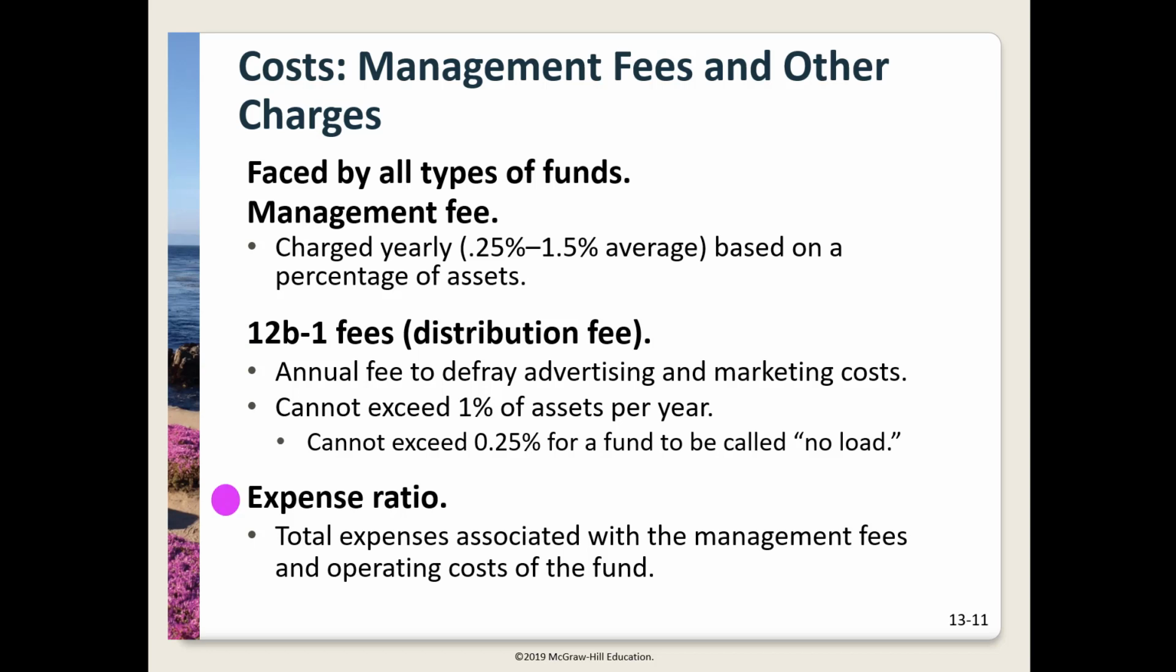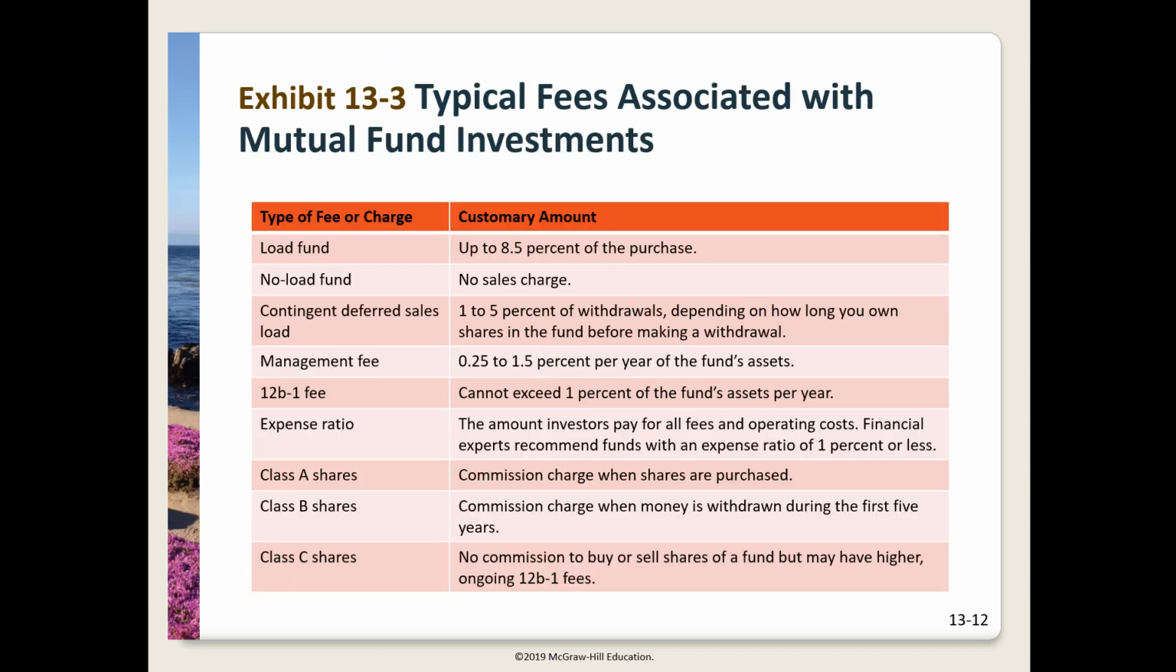Each fund publishes its expense ratio, which is the total all investors pay for a fund's management and operating expenses. This tells you a lot about what investing in the fund will cost. Exhibit 13.3 on page 429 recaps the description and typical fee ranges for the various fees mutual funds may use.